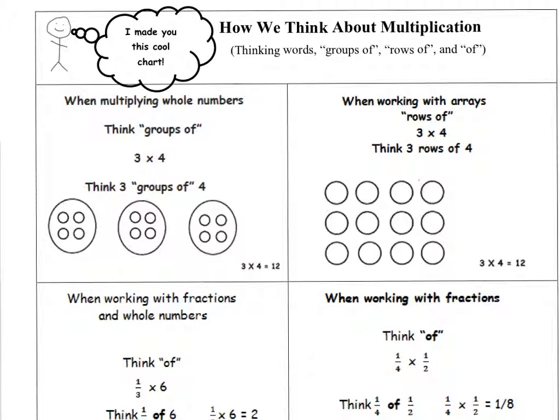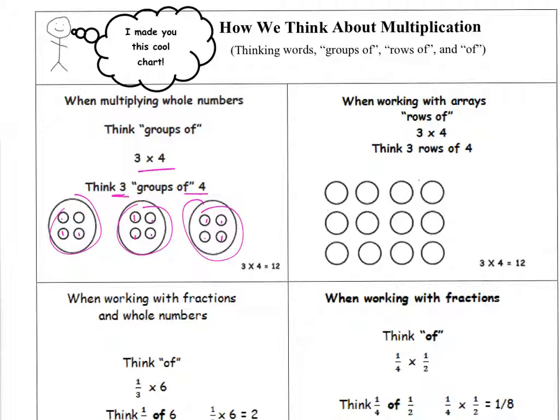Let's talk about multiplication for a little bit. When we're multiplying whole numbers, sometimes we might think of groups. Like 3 times 4, we could think of 3 groups of 4. Check that out, that's 1, 2, 3, 4, 5, 6, 7, 8, 9, 10, 11, 12, because 3 times 4 is 12. I have 4 in each group, and I have 1, 2, 3 groups.